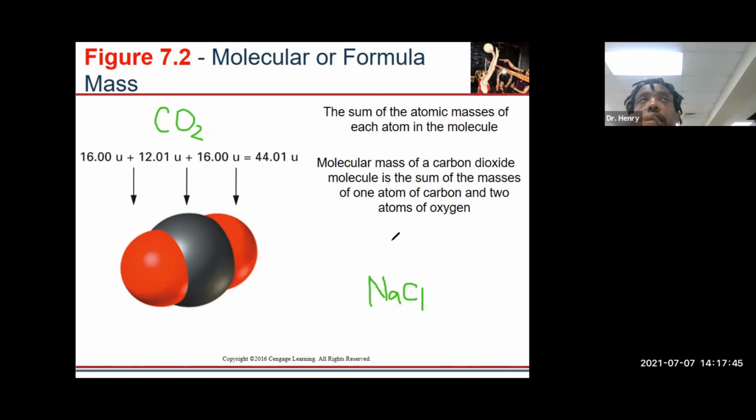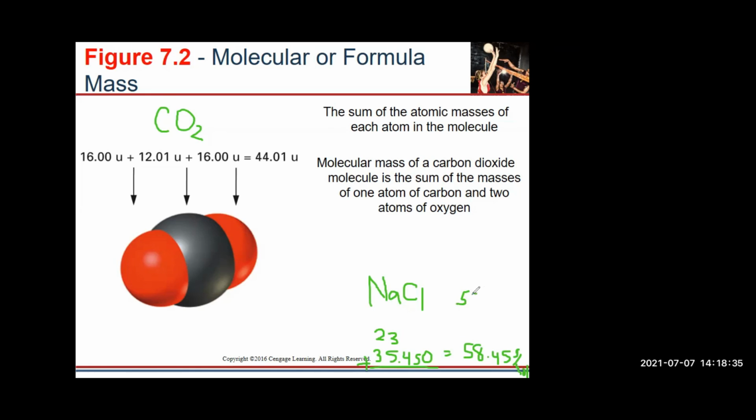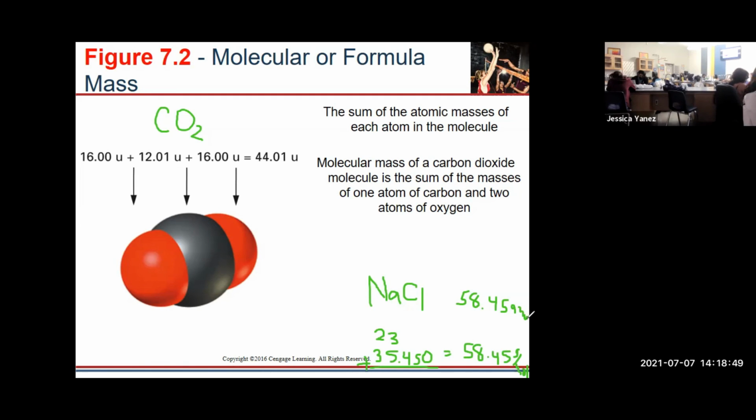23. Okay. Chlorine weighs how much? 35. Isn't it 35.45? Yes. Okay. I'll make that important here in a second. So if I was adding these together, it's going to equal 58.45. And that's either grams per mole or what? AMU. That's right. Okay, questions, concerns? Good. Let's move on.